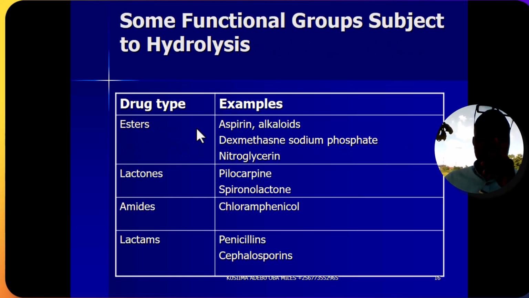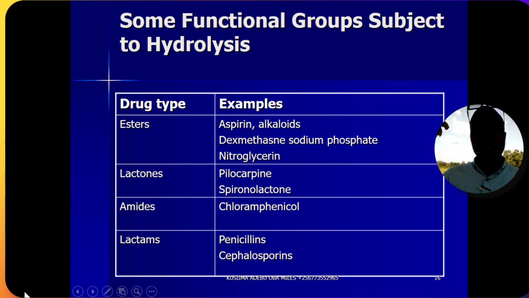Hydrolysis occurs in esters like aspirin, alkaloids, drugs like dexa, steroids, nitroglycerin, or nitrates. In lactones, like spironolactone, pilocarpine, amides like chloramphenicol, beta-lactams like penicillins, cephalosporins. These antimicrobial agents can undergo hydrolysis. That's why most of these drugs are prepared, for example, penicillins like amoxicillin syrup, amoxicillin clavulanate.